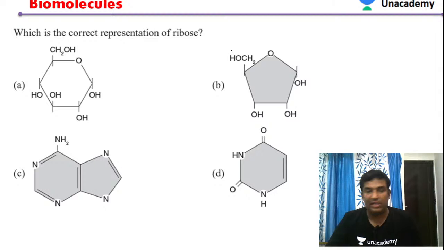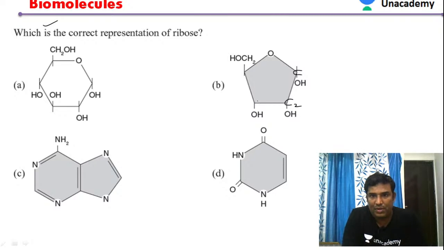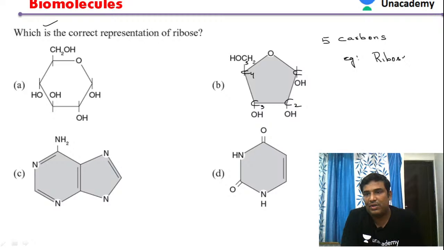Now let us see another question. Which is the correct representation of ribose? You have to identify which is ribose here. If you go through the structures clearly, ribose is a 5-carbon sugar. Here you can see carbon 1, carbon 2, carbon 3, carbon 4, and this is carbon 5. This has 5 carbons, so this one is ribose actually.